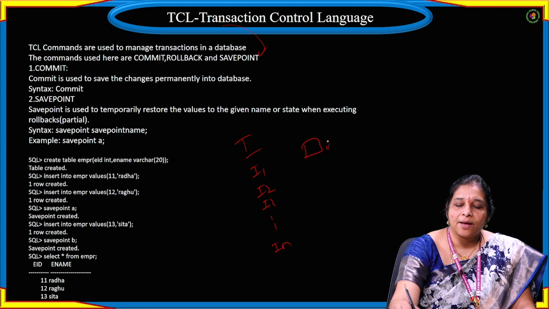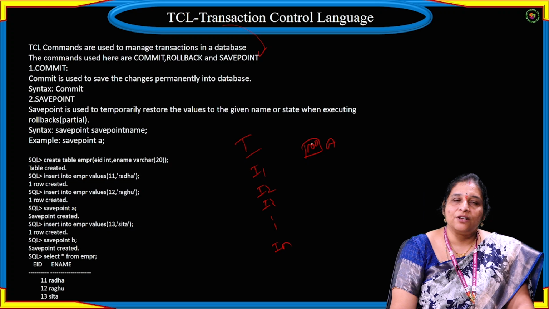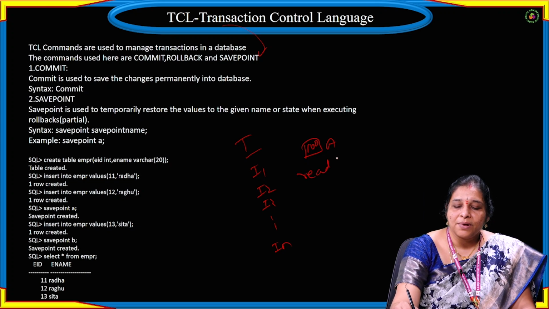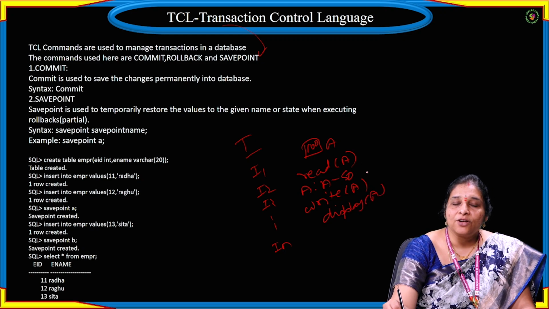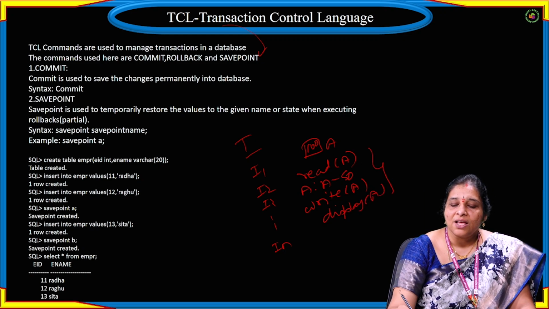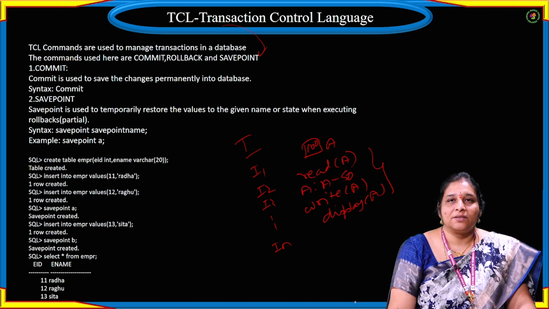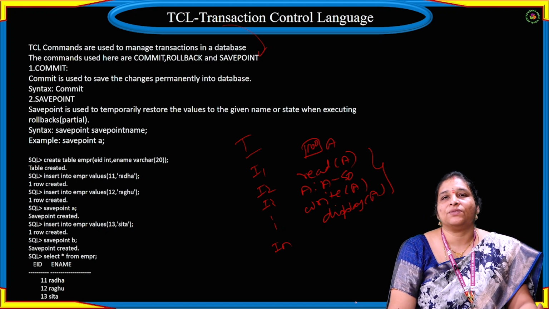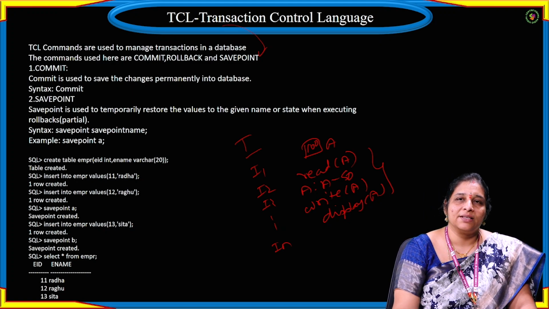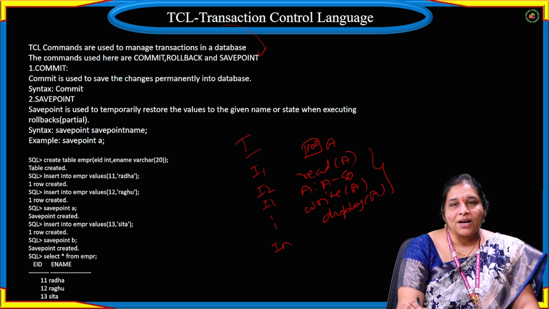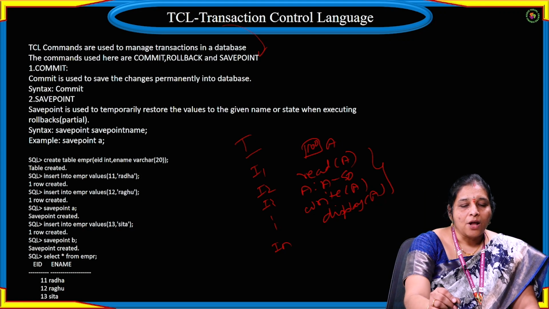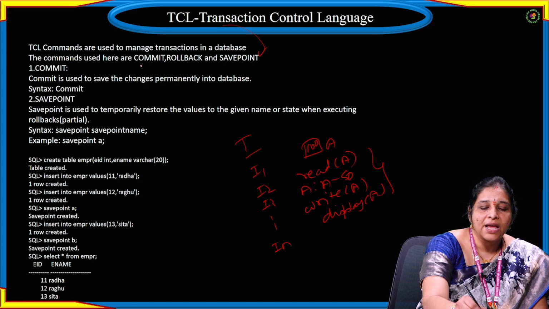Let's say there is one database value A which has the value 100. The instructions can be: read A, A equals A minus 50, write A, display A. These are all instructions. The main purpose is to withdraw 50 rupees from account A. This is a good example for understanding what a transaction is.